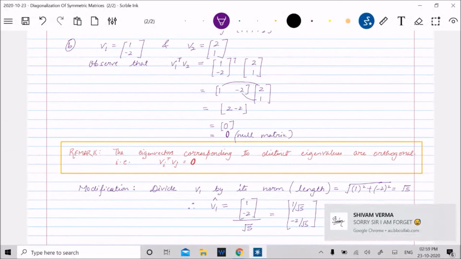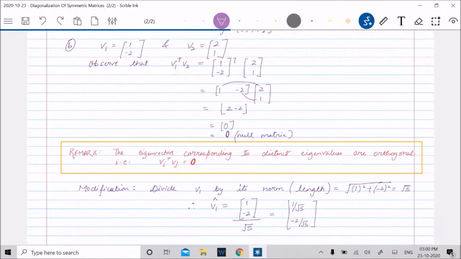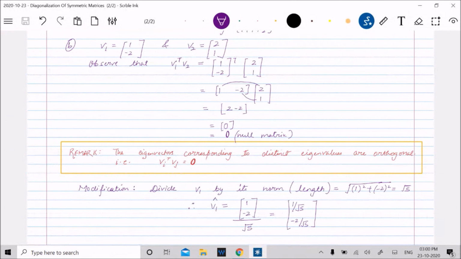No problem, it happens. Let's move ahead. We will modify V2 now. V1 is modified now. Can you modify V2 in a similar way?